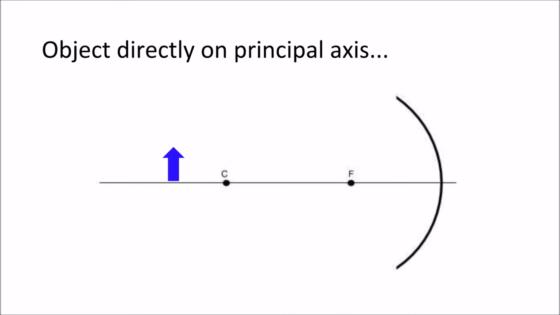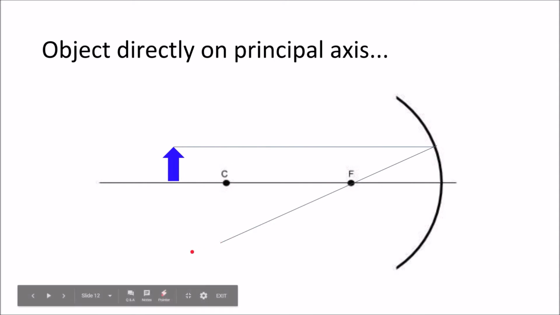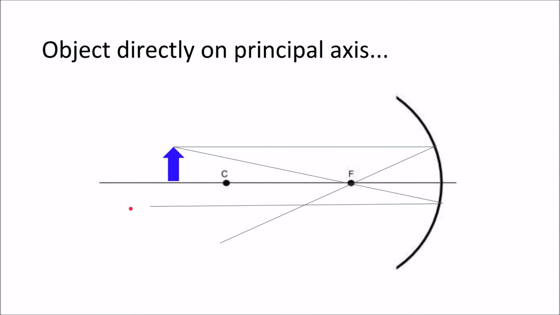So earlier I mentioned that when we're drawing the ray diagram for an object that sits directly on the principal axis, we only need to draw two rays. So this arrow, or this object, sits directly on the principal axis. I can draw my first ray, which goes parallel and reflects through F, and my second ray, which goes directly through F and reflects parallel, and this point right here is going to correspond to the top of my arrow, since that's the point where the rays started from.